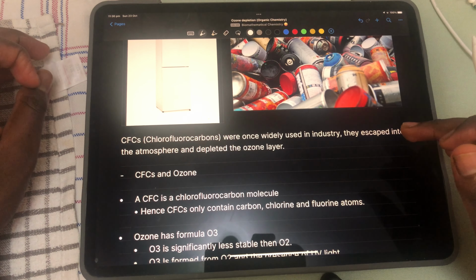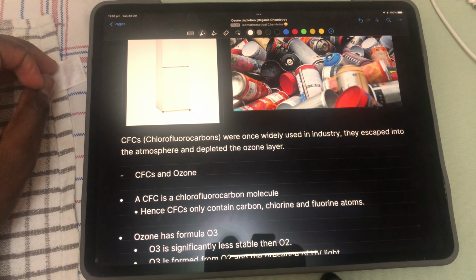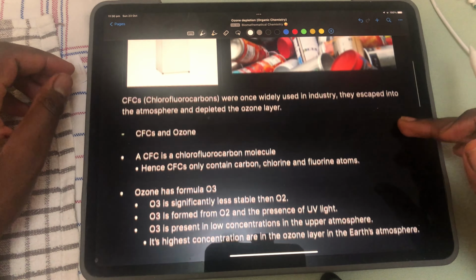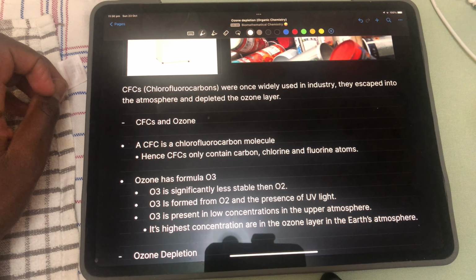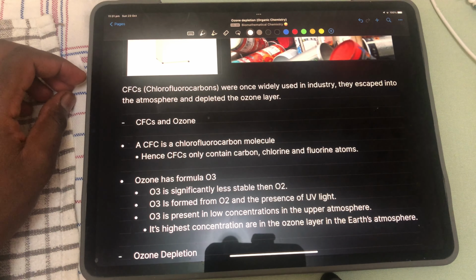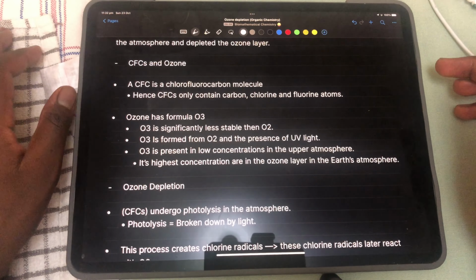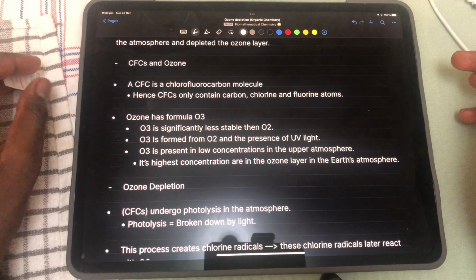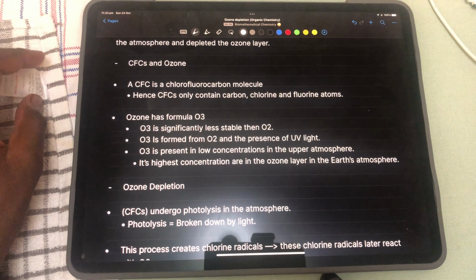So, CFCs and ozone. A CFC is just a chlorofluorocarbon molecule, hence CFCs only contain carbon, chlorine, and fluorine atoms. Ozone has the formula O3. O3 is significantly less stable than O2. O3 is formed from O2 and UV light. O3 is present in low concentrations in the upper atmosphere. Its highest concentrations are in the ozone layer in the Earth's atmosphere.